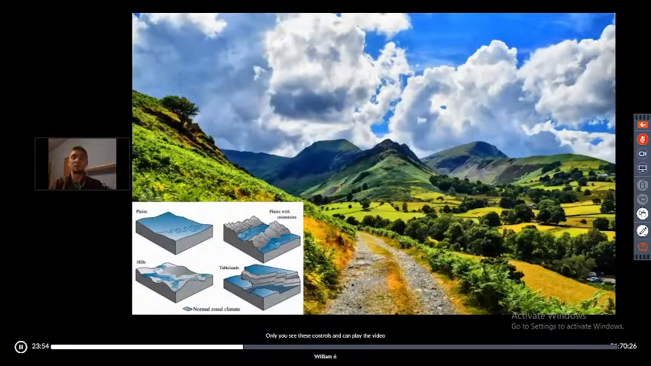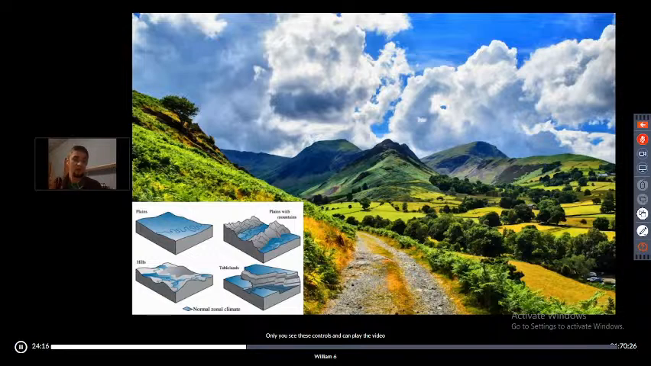Okay, so looking at this image, the first thing once you're on a site is you just need to make a distinction. Is my landscape part of the plains? Is it kind of the plains? Am I in the plains but mountains are on both sides?